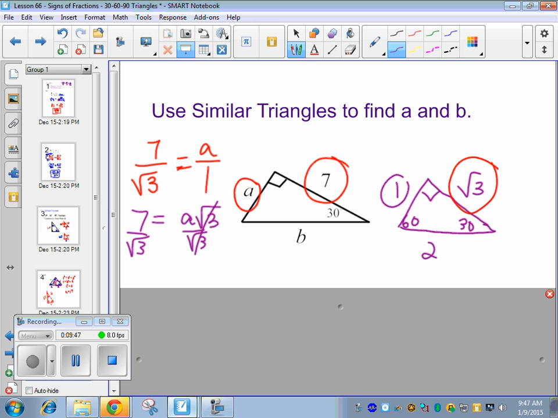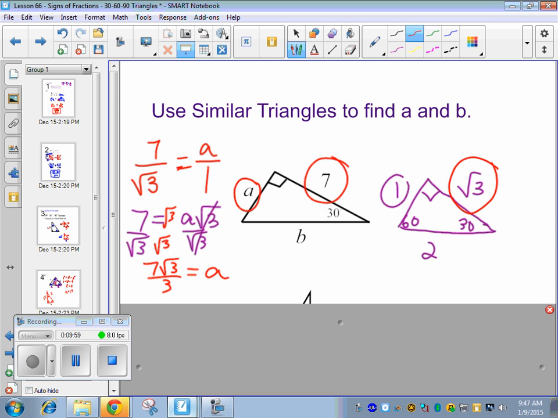Can I leave the square root of 3 in the denominator? No. So you need to rationalize it, right? Multiply by root 3 over root 3. You can do that in your head if you want to. So that's 7 root 3 over 3 is equal to A.